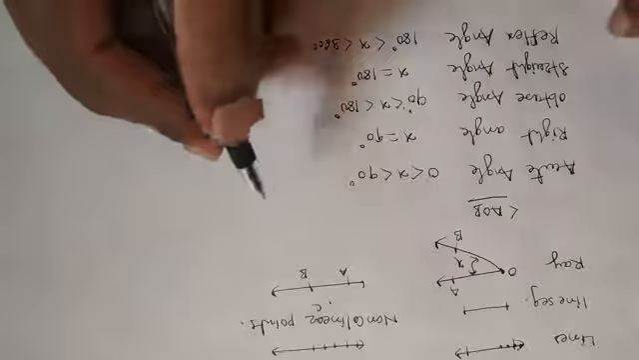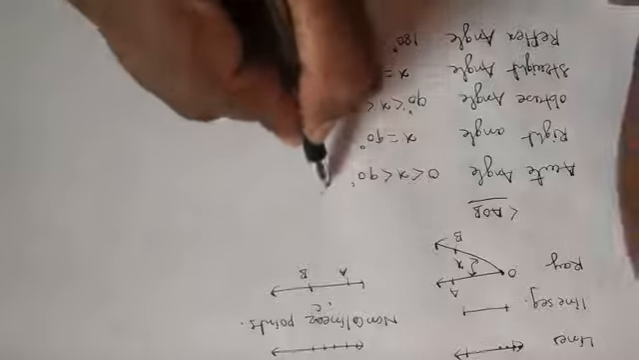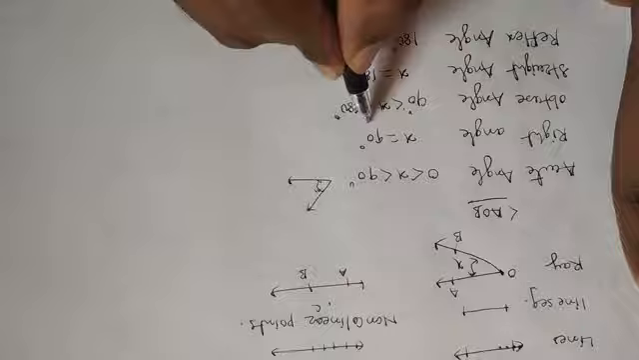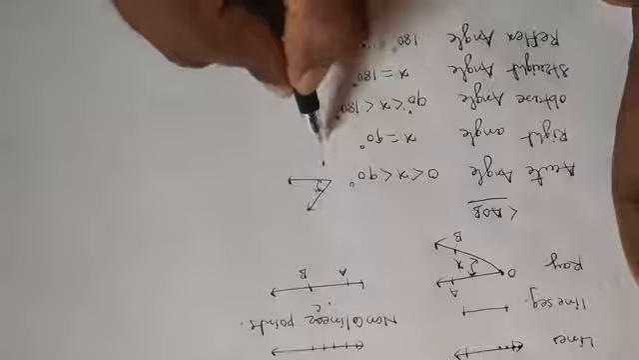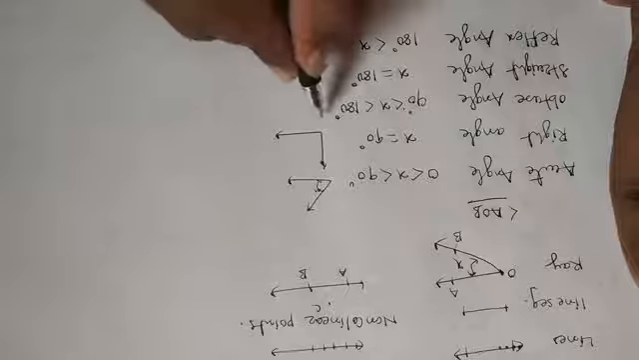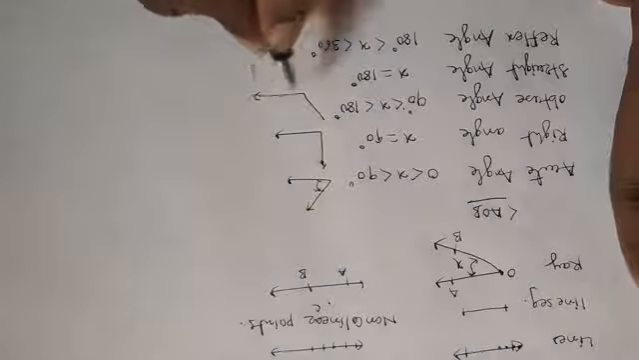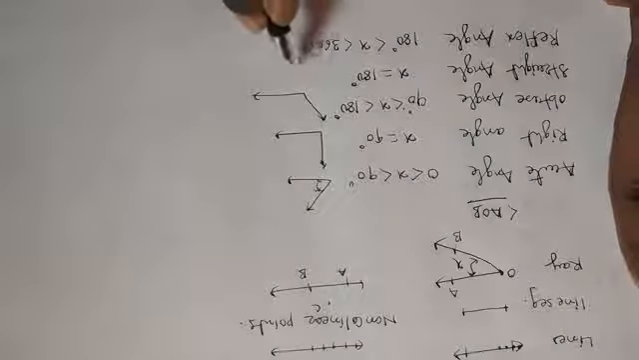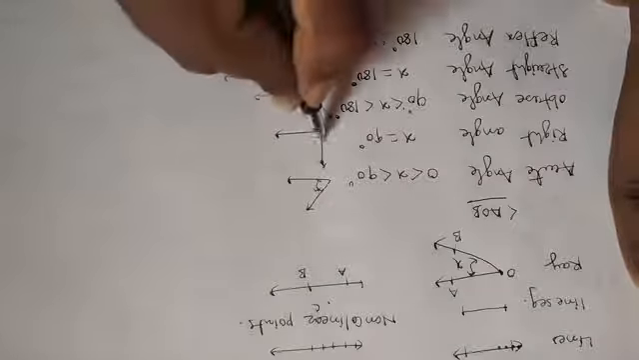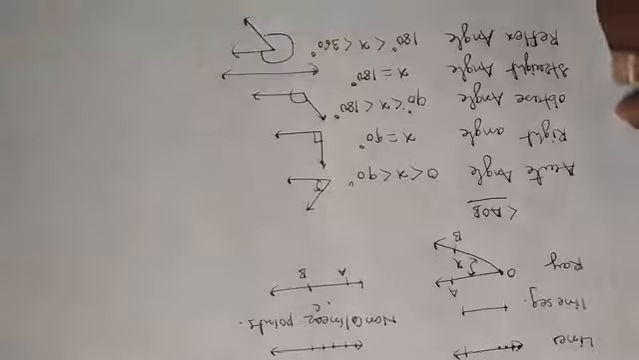When we take them as diagrams, this is an acute angle. This type is a right angle. This type is an obtuse angle. This type is a straight angle. And this type is a reflex angle. All these are types of angles.